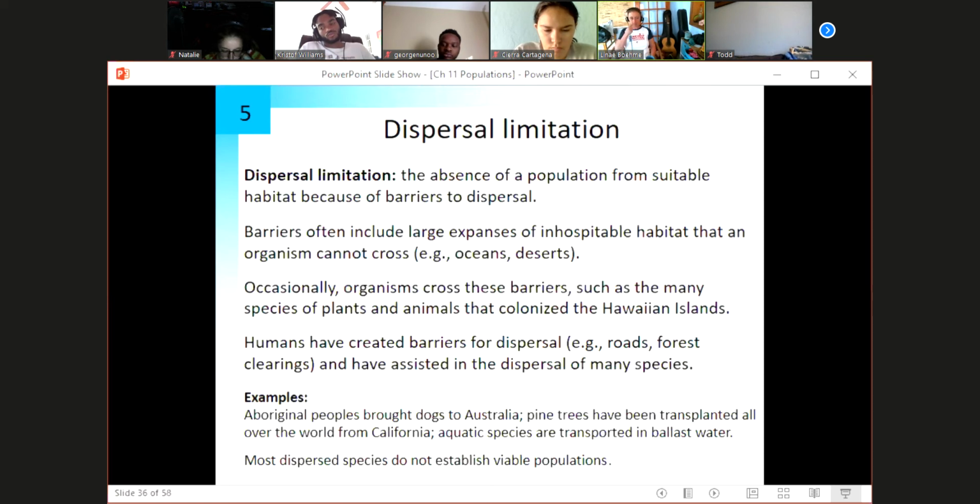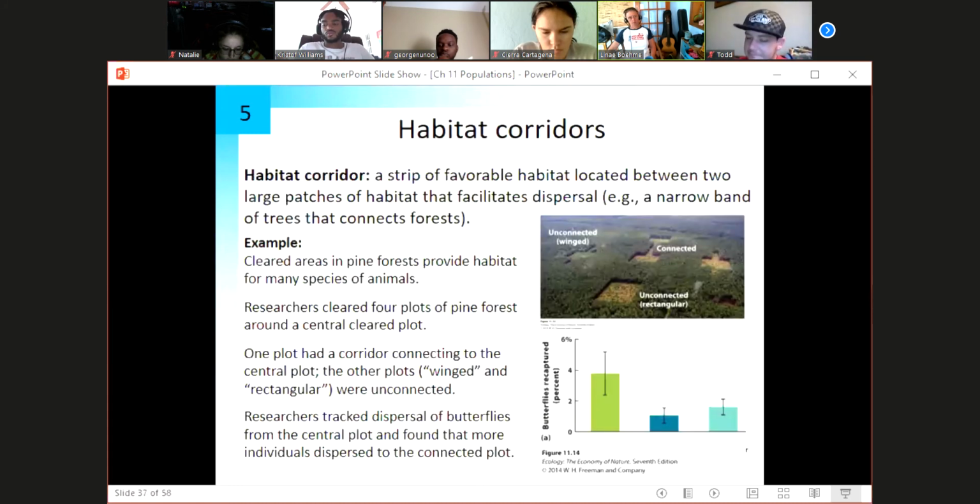And some of the examples they have down here: pine trees being transplanted all over California, aquatic species being transported in the ballast water of ships. We'll be talking about that a little bit more. But most dispersed species do not establish viable populations. However, the ones that do tend to be a real problem.